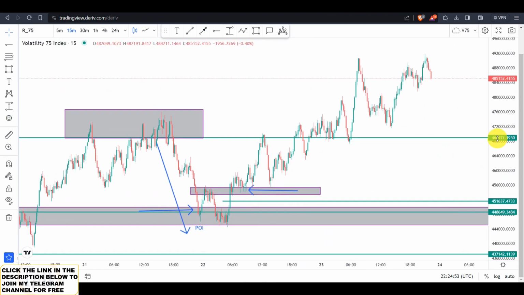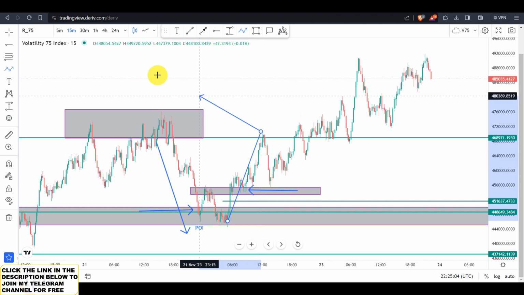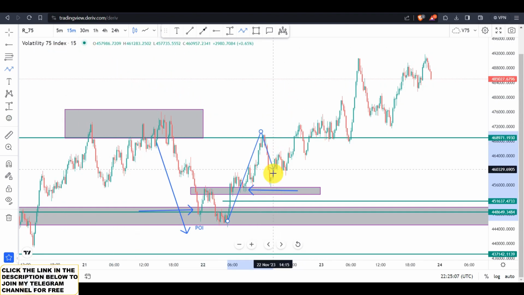Now we can see how this market is moving on the 15-minute chart very beautifully. The market is continuously moving, obeying very good structure, and this is very rare on Volatility 75, to see the market moving this way or obeying market structure.